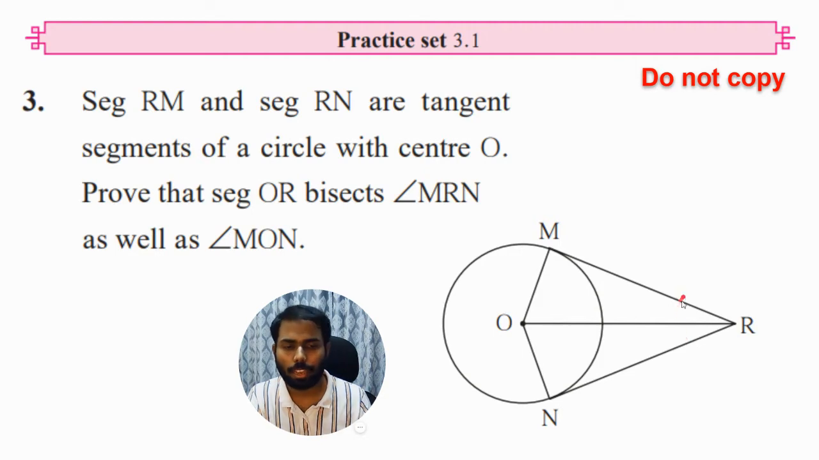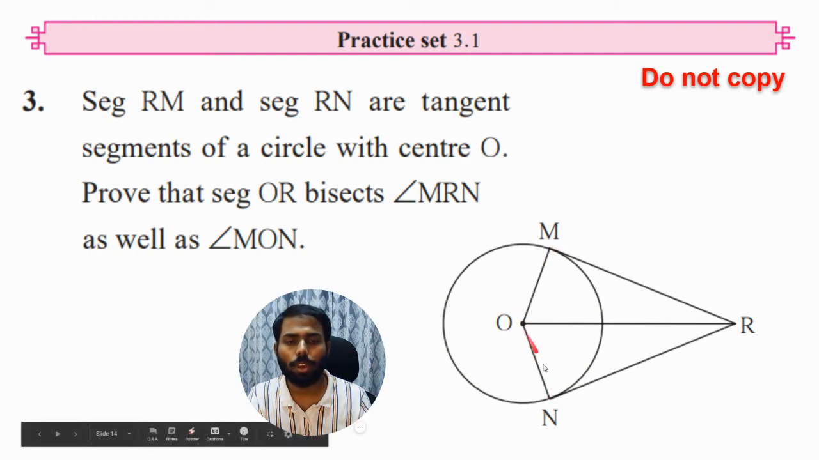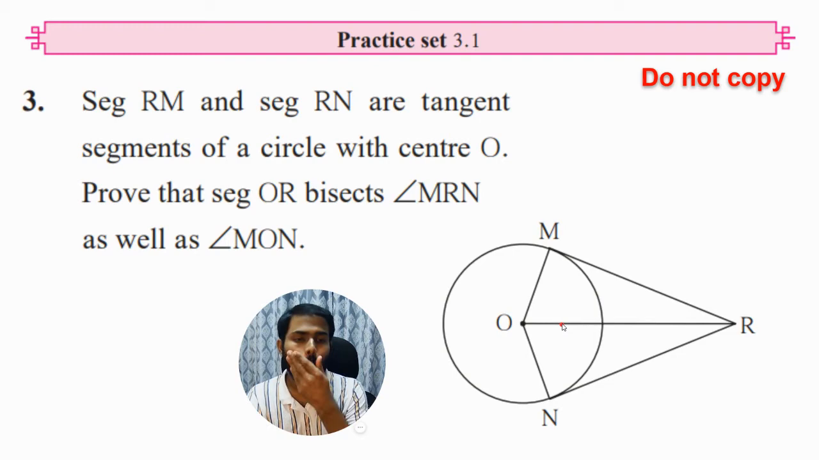राइट साइड वाले एंगल को तो बाइसेक्ट कर ही रहा है, प्लस MON which is the angle on the left hand side, angle MON, इस एंगल को भी बाइसेक्ट कर रहा है, ये भी बताना है. Okay, so what do you think? What should be your approach? I'm going to give you a few seconds to think about the approach. What approach will you take?